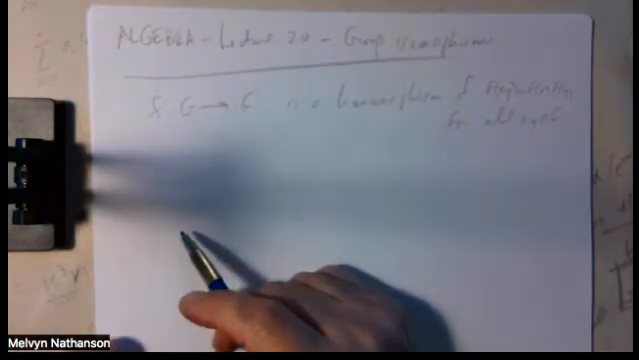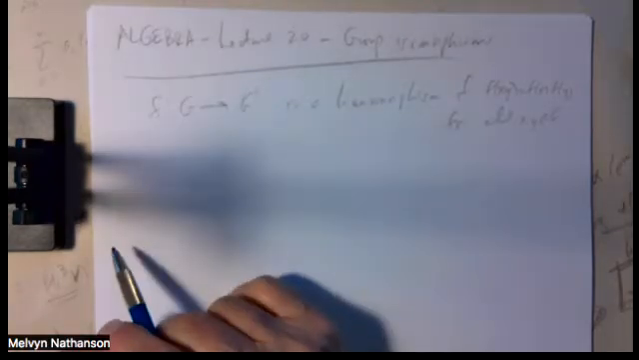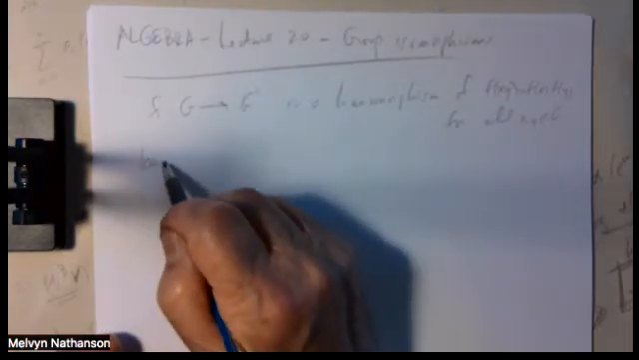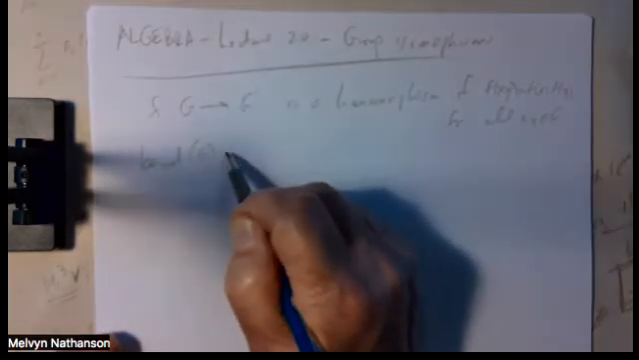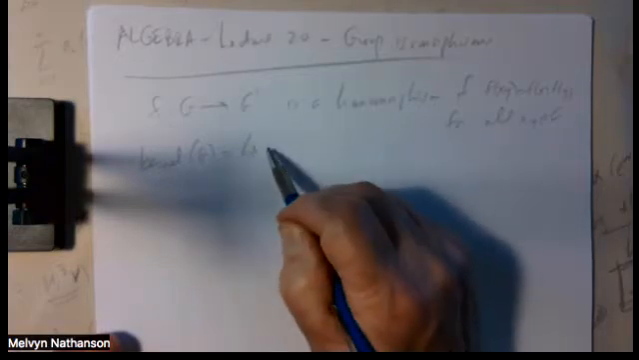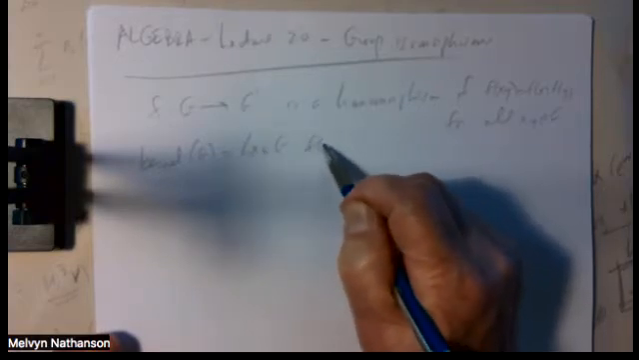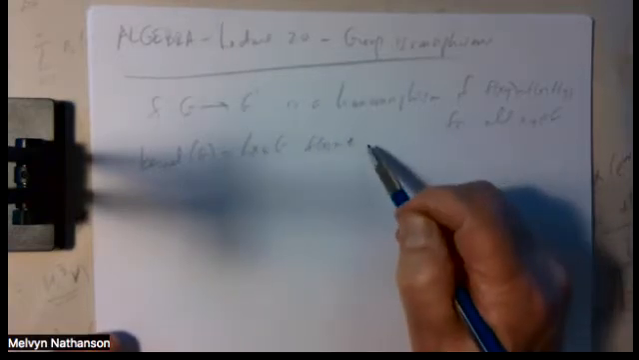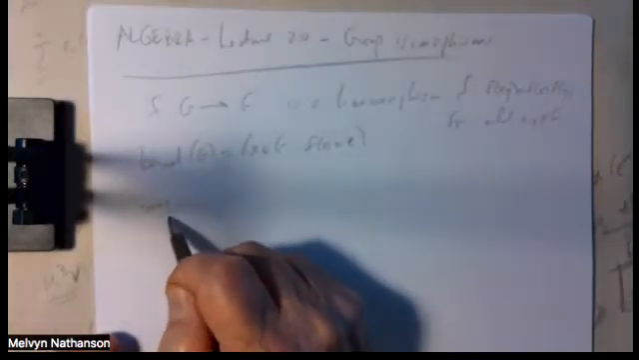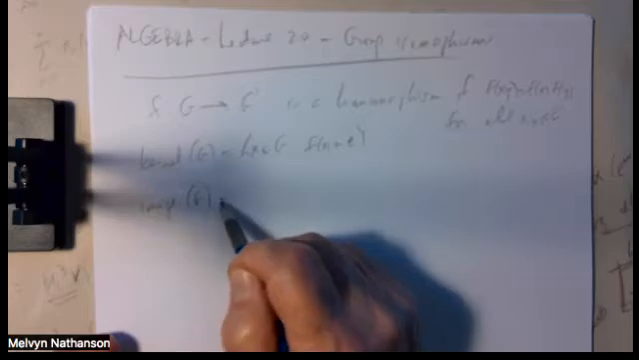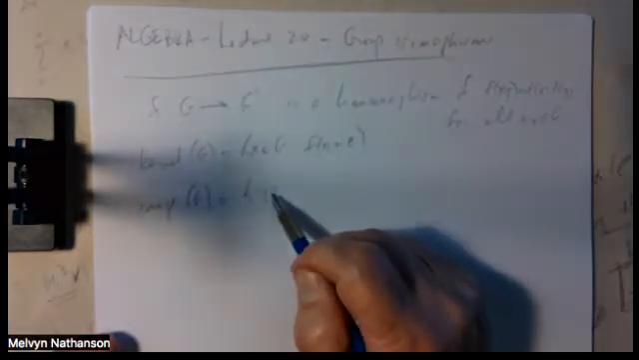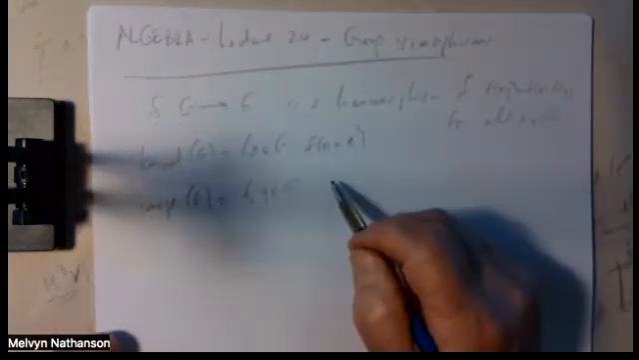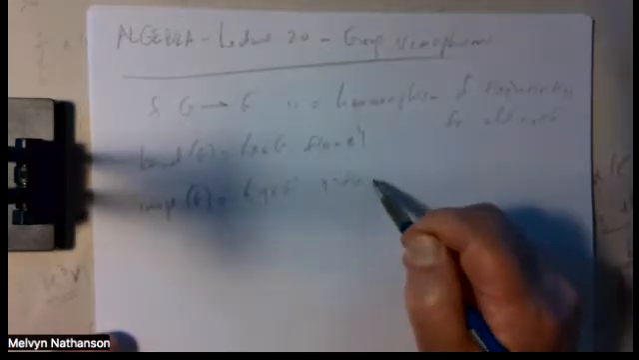And associated with f, we have the kernel of f, which is all x in G such that f of x is the identity in G prime, and the image of f, which is all y in G prime such that y is equal to f of x for some x in G.